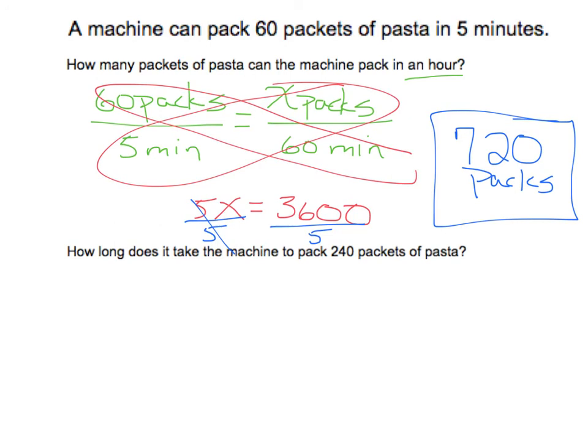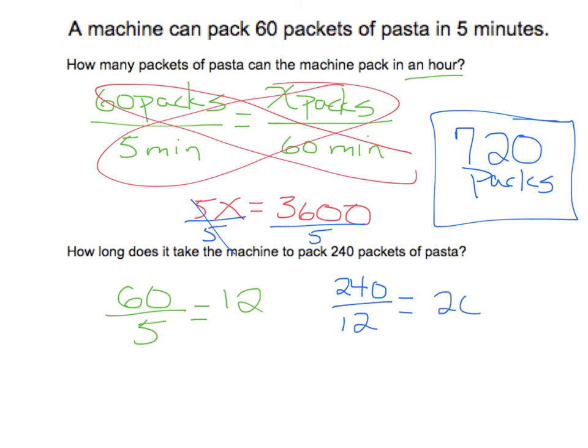In fact, this next one will do the unit rate. So it takes a machine to pack 240. So we know, let's do the unit rate version. 60 of them in 5 minutes would be just 12. So that means that the unit rate is 12 in 1 minute. So to figure out how many minutes, we would do 240 divided by 12. So 240 divided by 12 is 20. So therefore, 20 minutes.